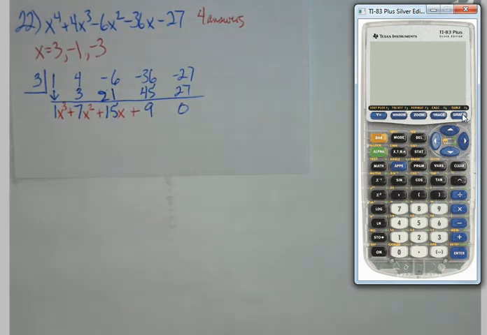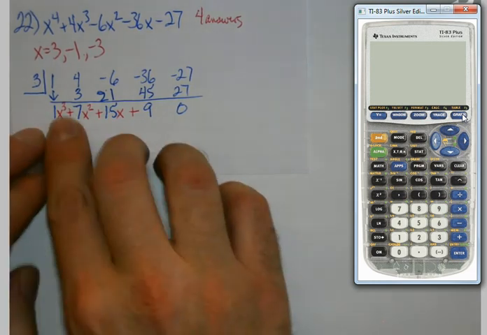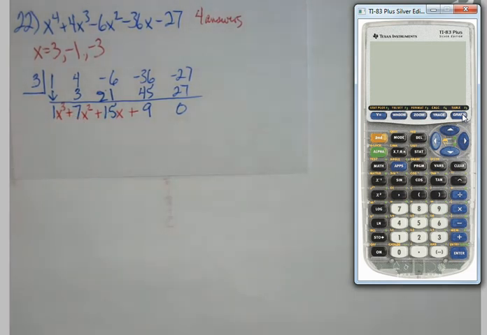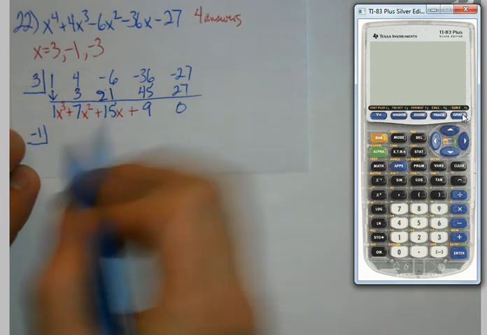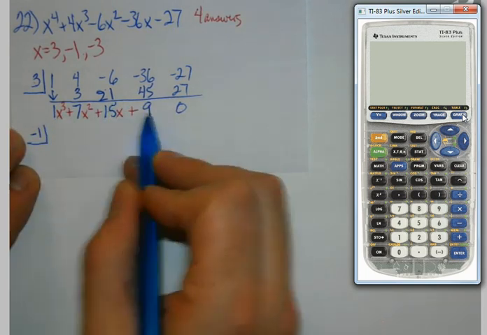But again, yesterday we talked about the fact that you've got to keep doing synthetic until it gets to a quadratic. And again, a quadratic means x squared. I'm not at x squared yet, so I have to do synthetic one more time. And again, it doesn't matter which of the numbers I use. I'm just going to keep using them in the order I did here. So I'm going to go to -1 next.